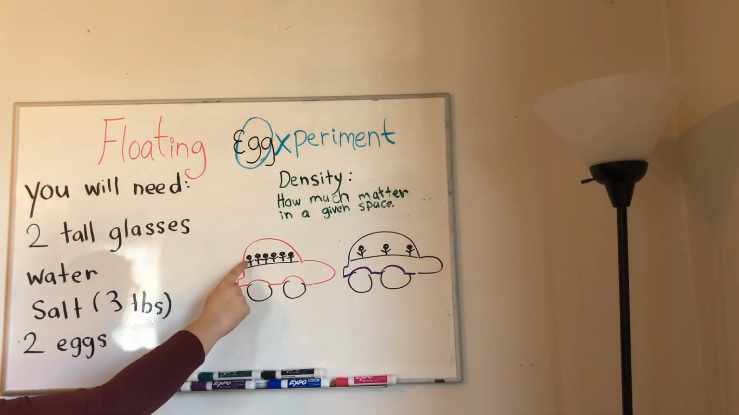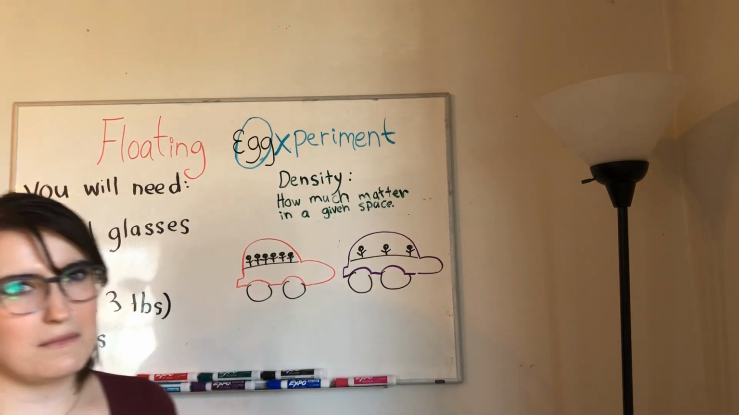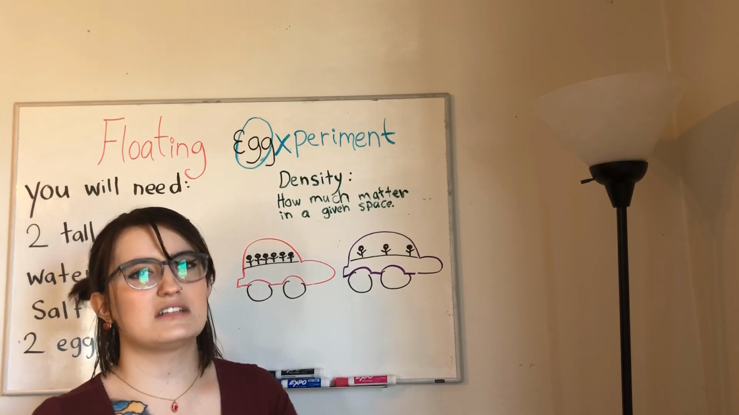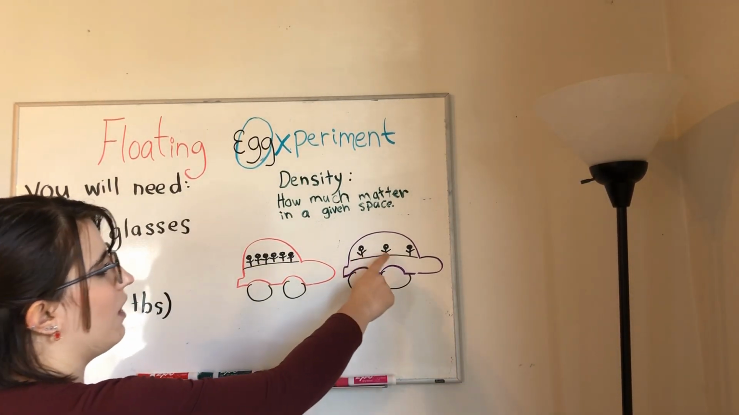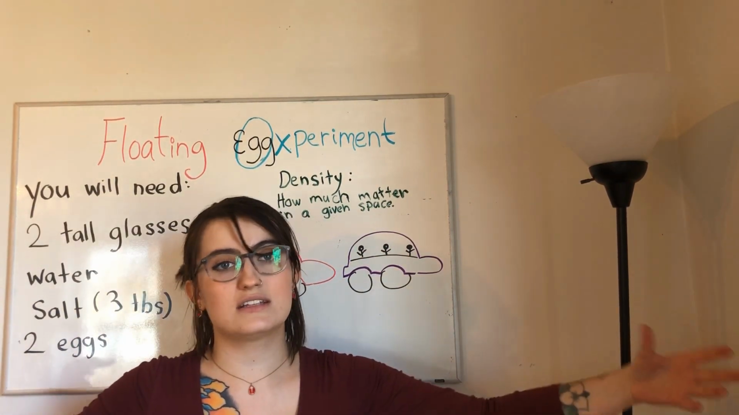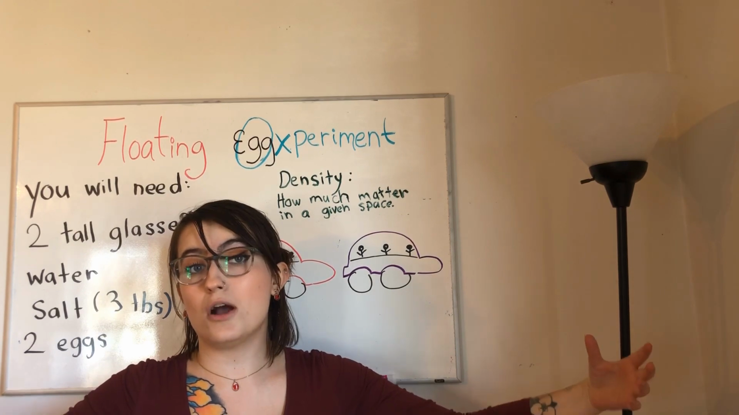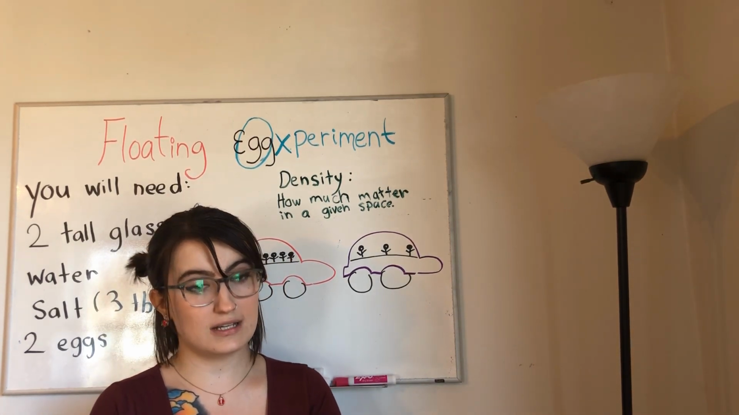So here's an example. You can imagine all these people in the car are the little particles. All the particles in the bowling ball are nice and close together, which is what makes it nice and dense and heavy. But in our beach ball, all the little particles are spread apart. It has air in it, so the pieces of matter are farther apart, which means it's less dense than the water and it will float.